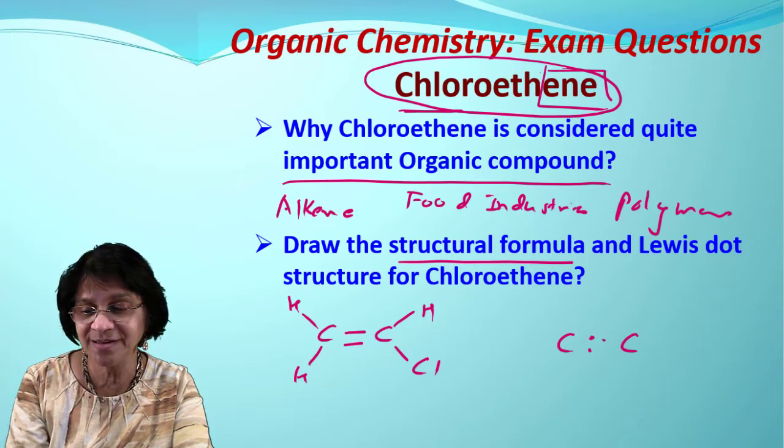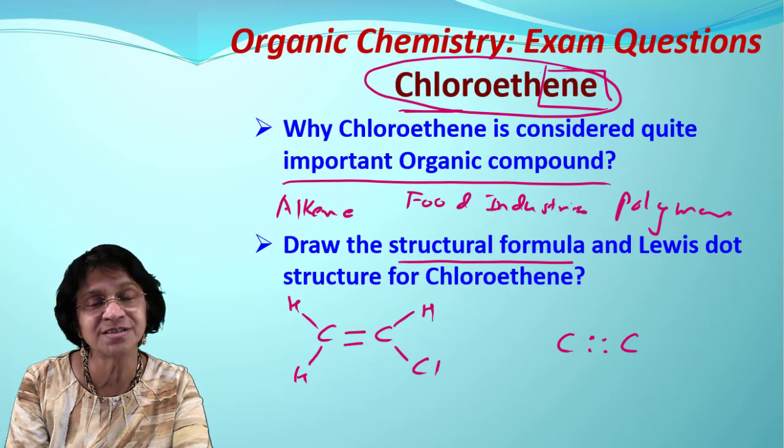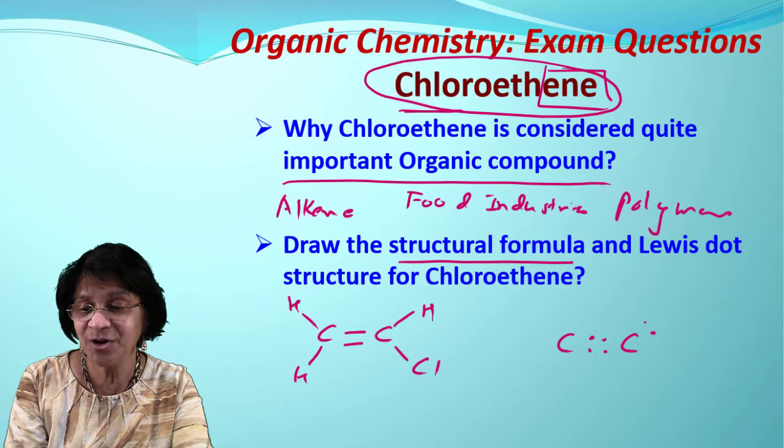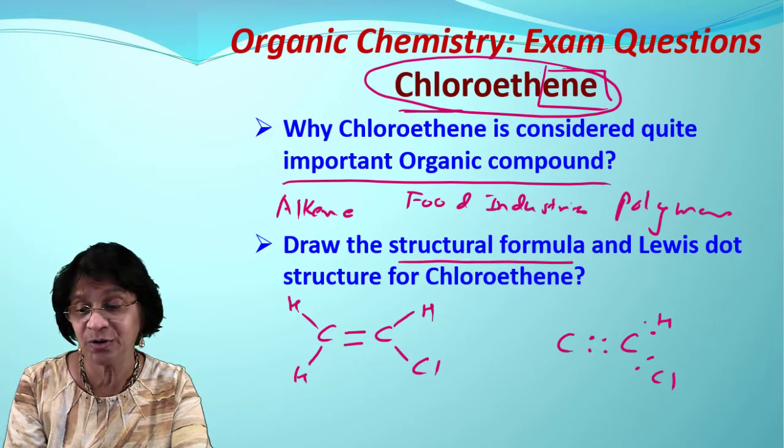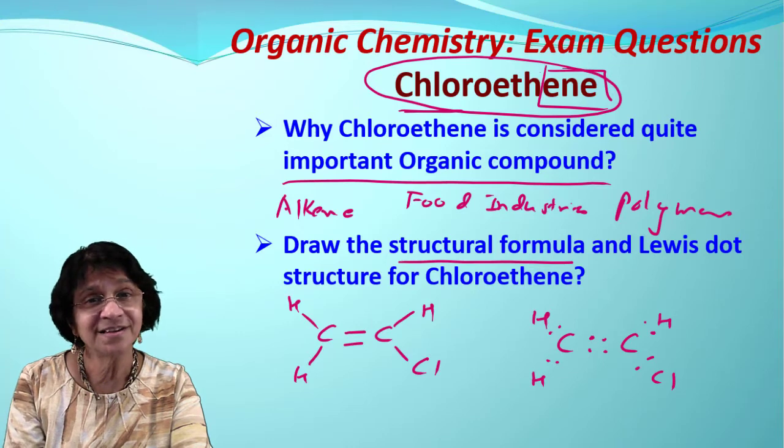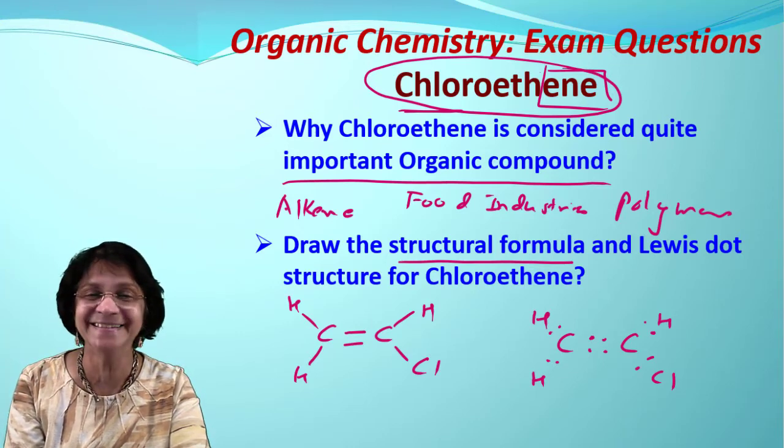Instead of having a double bond, I'm going to put 2 shared pairs of electrons there. Then we are going to have 1 shared pair for hydrogen. This shared pair goes with chlorine and so on. There it is. That's our Lewis dot structure for chloroethene.